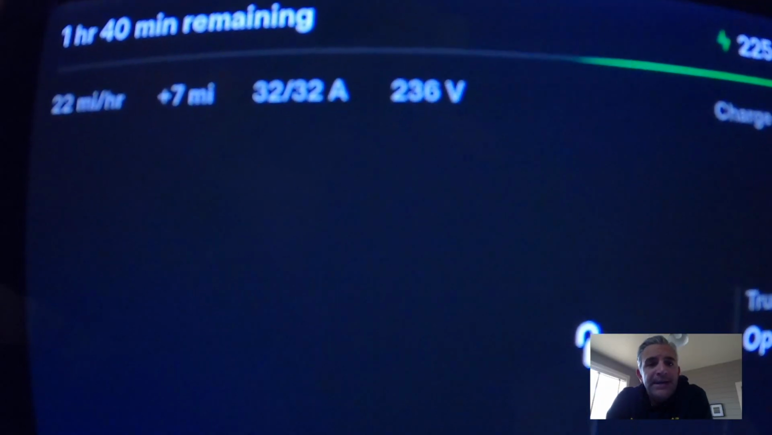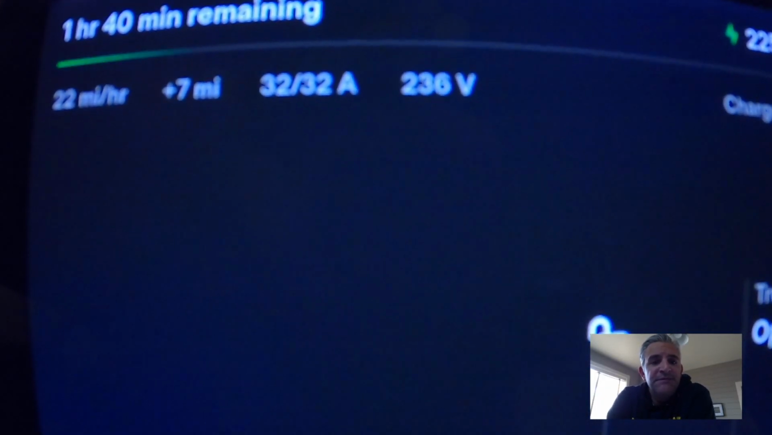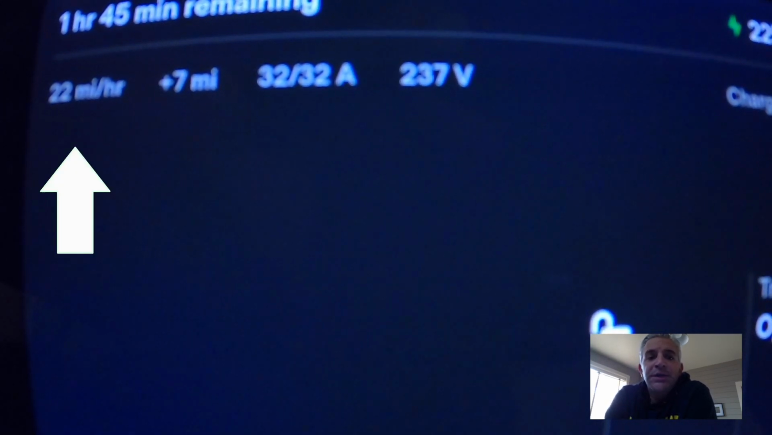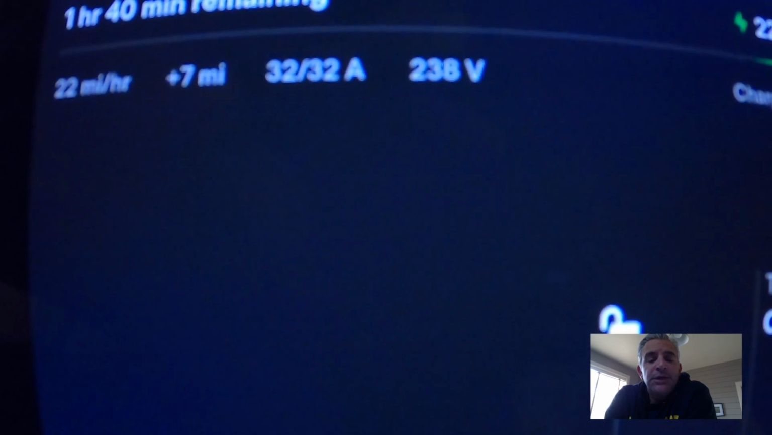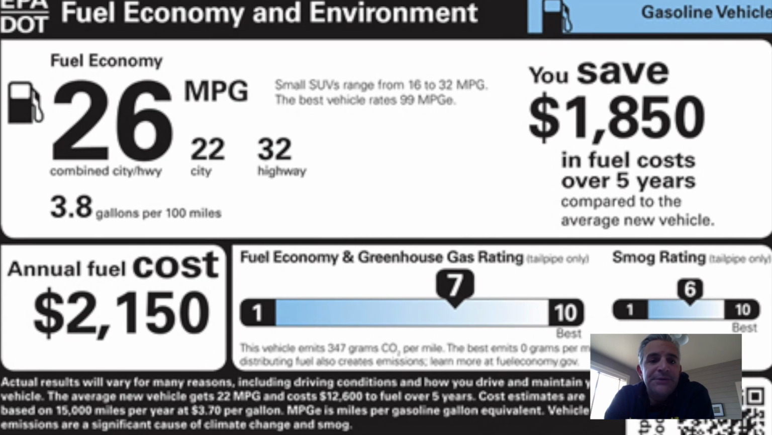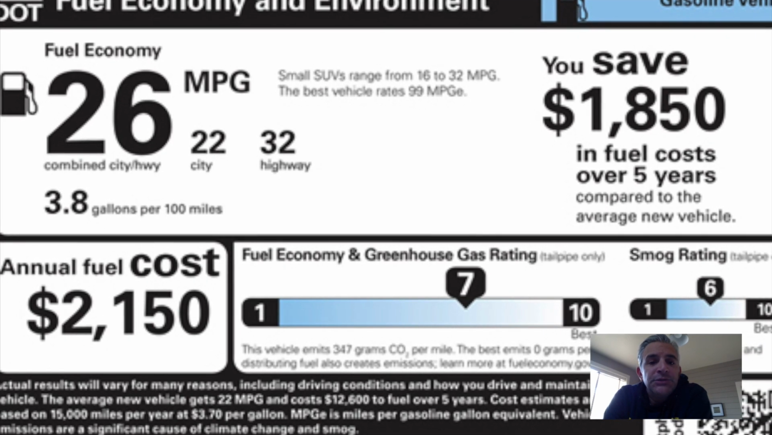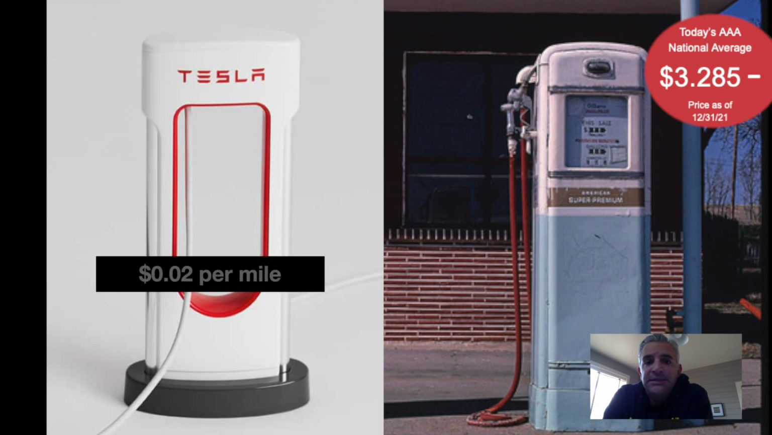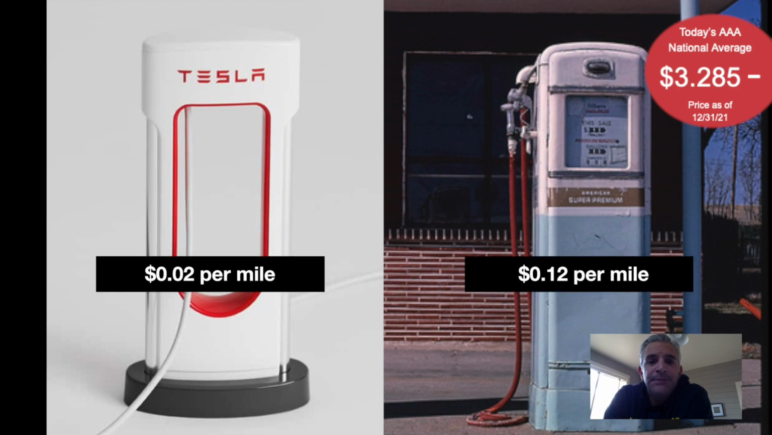So if we go back to the original screen we had from inside the vehicle, you'll see that the miles per hour that we're gaining for the charge is 22 miles per hour. And if we look at an average fuel economy, they get about 26 miles per gallon. So if we put that up against the national average of gasoline at 3.28, the Tesla comes out to about 2 cents per mile. The gasoline comes out to about 12 cents per mile. So it's about 6x difference charging with your Tesla versus filling up your tank of gas.